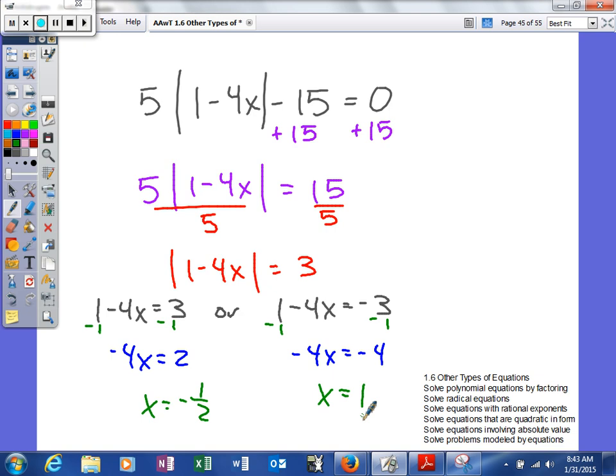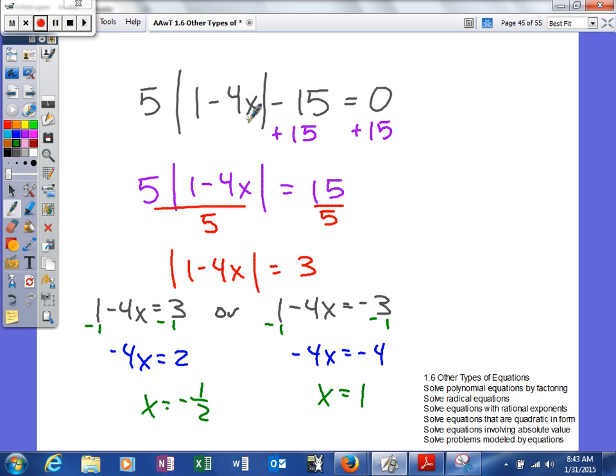Again, just plug your answer back in to make sure it works. When you plug it in here, you get a nice little 2. The absolute value of 1 plus 2 will give us 3. The absolute value of 3 is 3. 5 times 3 is 15. 15 minus 15 is 0, so that works.